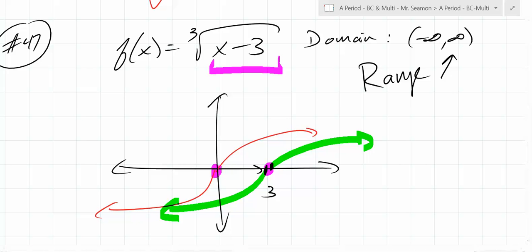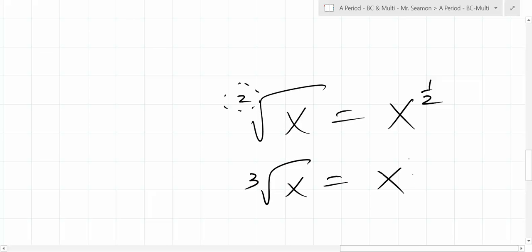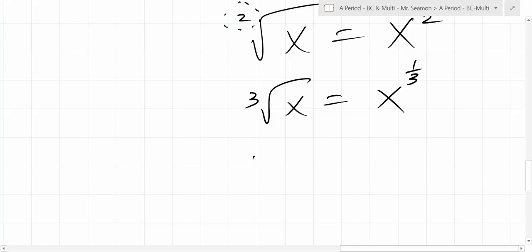The square root of x is equal to x to what power? 1 over 2. Actually, there's an invisible number right here. Do you know what the invisible number is? It is 2. So what is the power for the cube root of x? The power is 1/3. Correct. So the nth root of x is equal to what? x to the 1 over n, exactly.